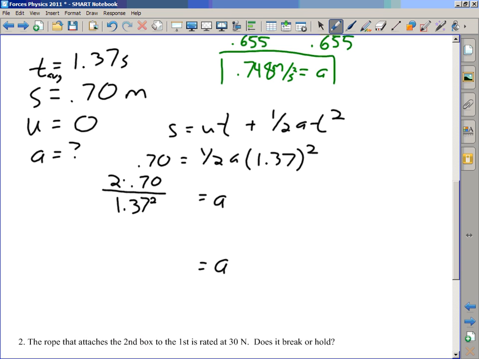I've got one person who says 0.74. How about the rest of them? Where did you get 2? Dividing by 1/2 is the same thing as multiplying by 2, but I can move the 1/2 back down. 0.745. Yeah, that's what I got.